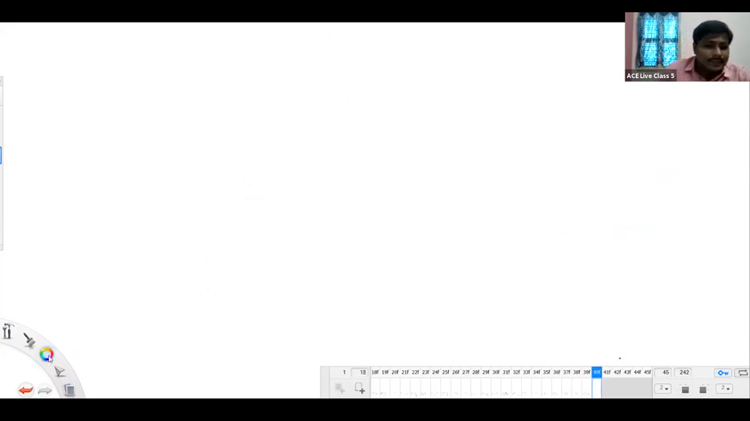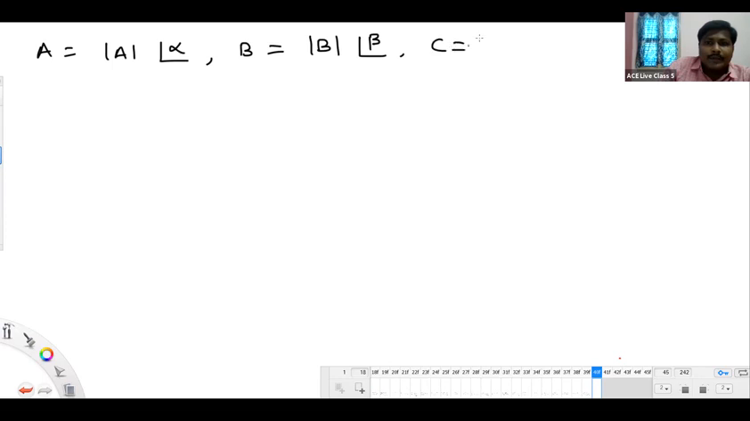In general, parameter A we are going to call as mod A at angle alpha. Parameter B we write as mod B at angle beta. Parameter C we are going to call as mod C at angle gamma, and parameter D is mod D at angle delta. Like this, we are going to write the ABCD parameters in the standard notation.